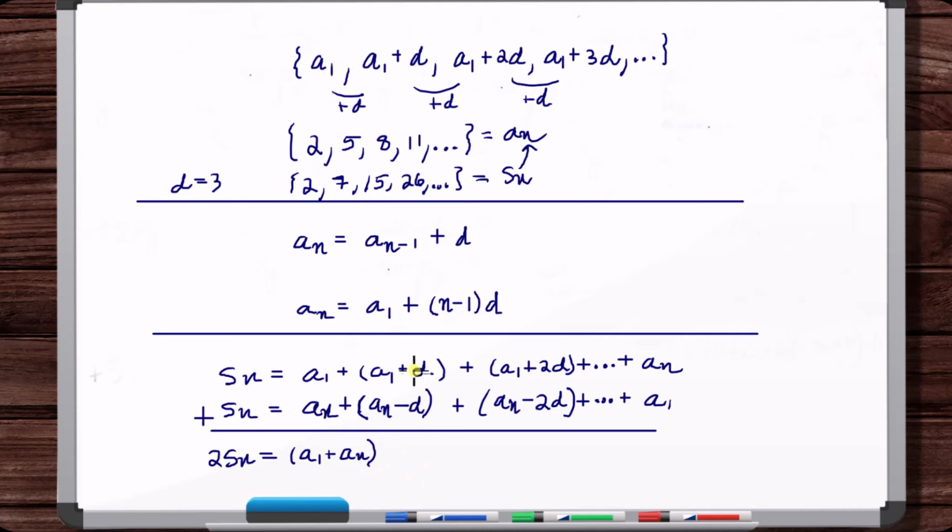And then you add these two, and the d's plus d minus d is 0. So you get what? You get another a sub 1 plus a sub n. Plus, again, 2d minus 2d is 0, so another a sub 1 plus a sub n. And then at the end, another.